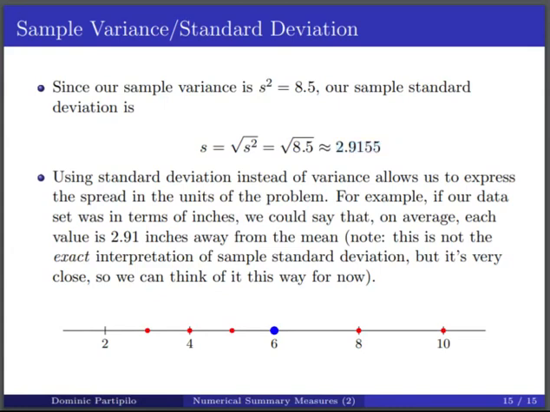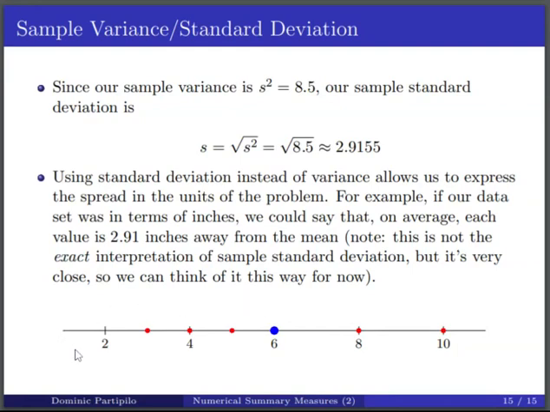So what's the benefit of using standard deviation instead of variance? Well, standard deviation allows us to express the spread in the units of the problem. So for example, if our data set was in terms of inches, we could say that on average, each value is 2.91 inches from the mean. And one thing to note here is that this is not the exact interpretation of sample standard deviation, but it's very close. So for right now, we can think of it that way.